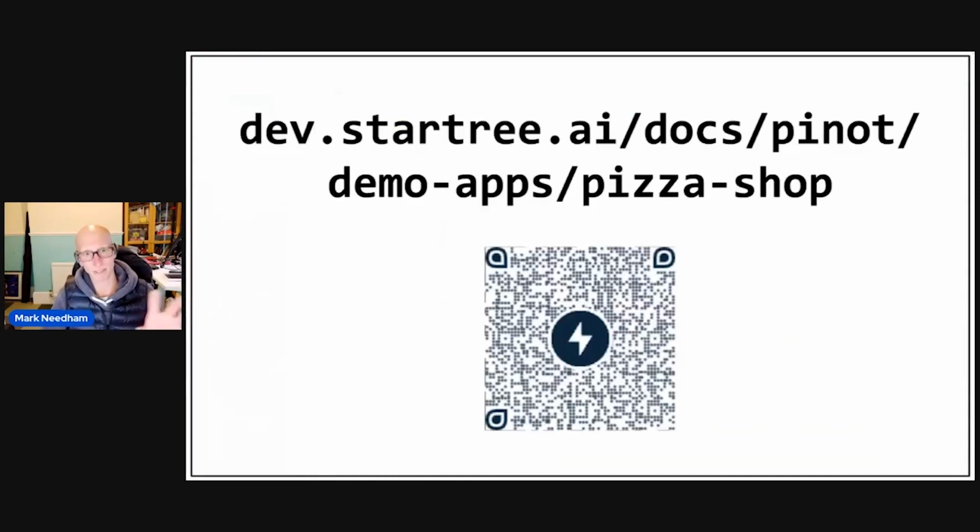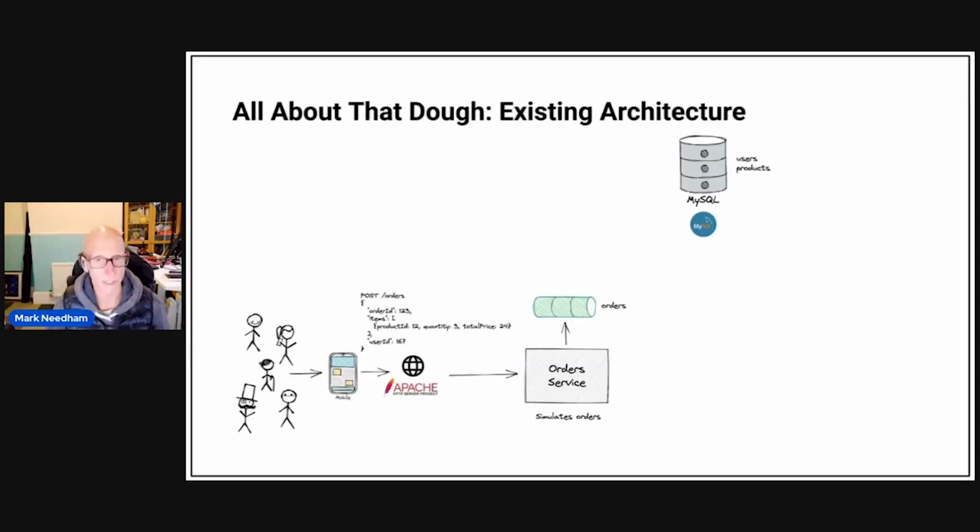There is an article explaining this pizza shop demo. Equally, you can go to this link, or if you have your phone, take a picture of this QR code, and it should hopefully show you the link, and then you can get to it. So if you want to play along, that's probably a good way to do it. What we're going to do is walk you through some pieces of it for the remainder of the session. So this imaginary pizza shop has an existing architecture, and it looks like this.